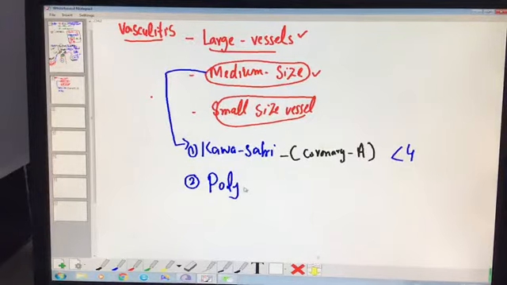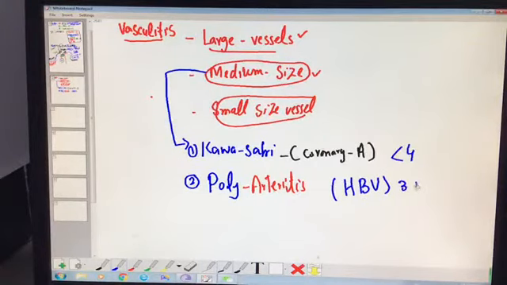It's a very common thing: polyarteritis nodosa. Why is this very common? Because of hepatitis B. In about 30% of cases, patients have hepatitis B, so there is a 30% chance of developing polyarteritis. Polyarteritis nodosa also has nodule formation. Polyarteritis means many arteries are involved. It can affect many viscera, many organs, and many visceral vessels.